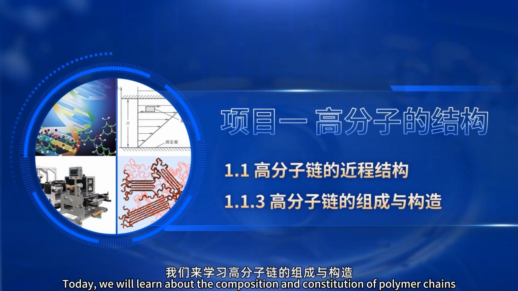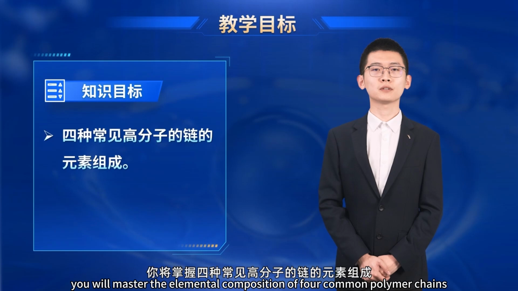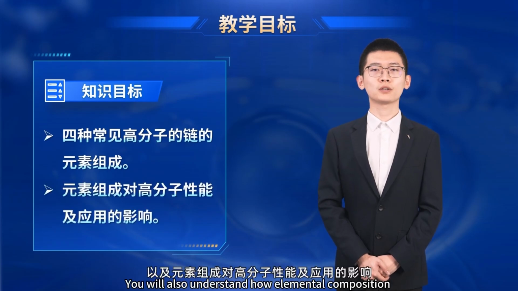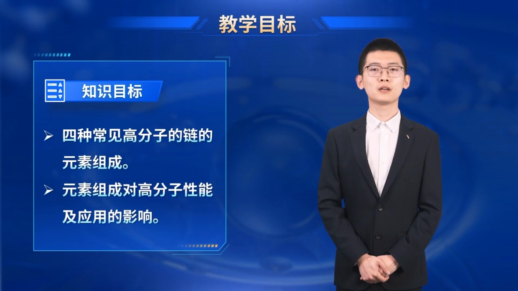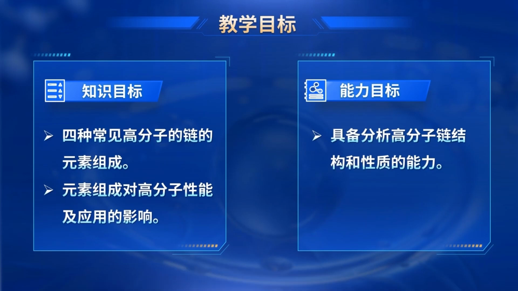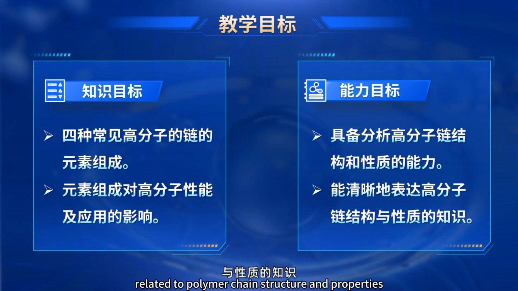Today, we will learn about the composition and constitution of polymer chains. Through this lesson, you will master the elemental composition of 4 common polymer chains. You will also understand how elemental composition affects polymer properties and applications. You will gain the ability to analyze the structure and properties of polymer chains. And you will be able to clearly explain concepts related to polymer chain structure and properties.